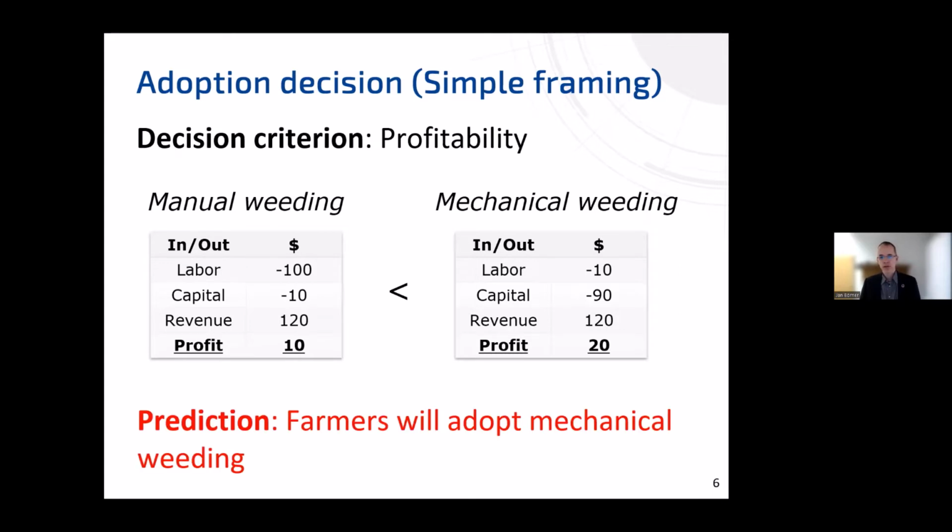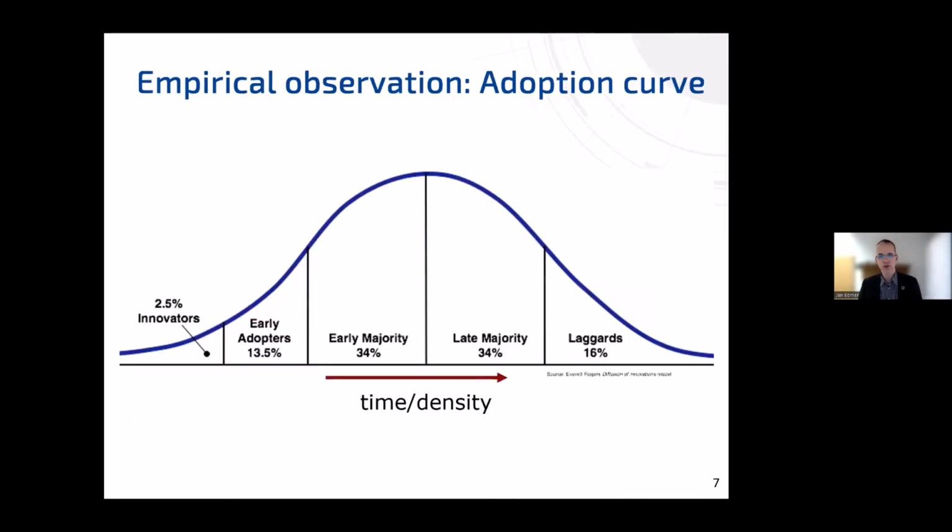And then you could predict, well, mechanical weeding is more profitable, so all farmers will adopt mechanical weeding. The fact of the matter is that this is not necessarily taking place. If you look at reality, and researchers before us have studied this quite a bit, they came up with this representation of adoption dynamics over time.